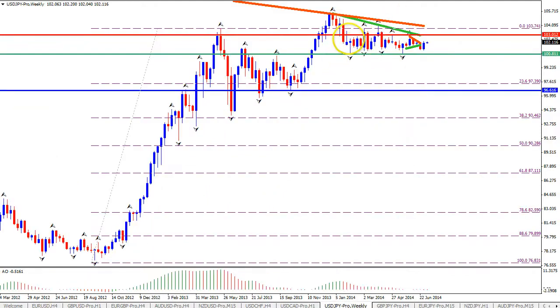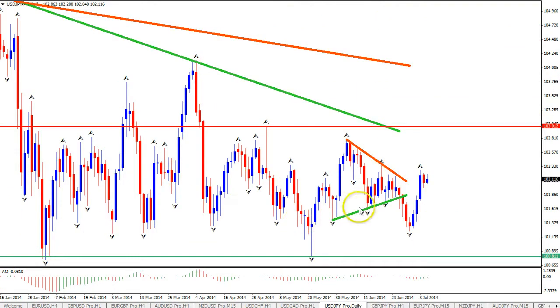Dollar yen has gone sideways, as we can see here, for months and months and months. So if we zoom into the daily, you can see that sideways zone better. And basically, we're just chopping here to the side, consolidation.